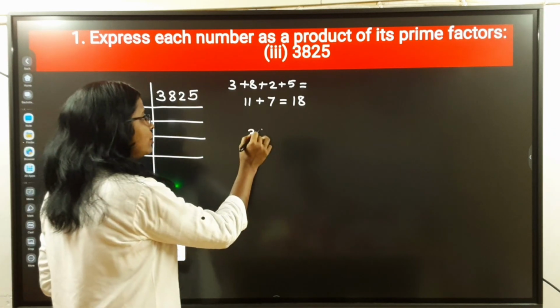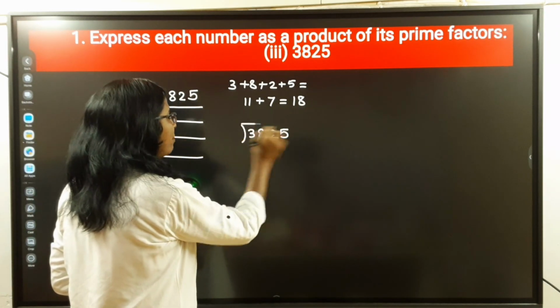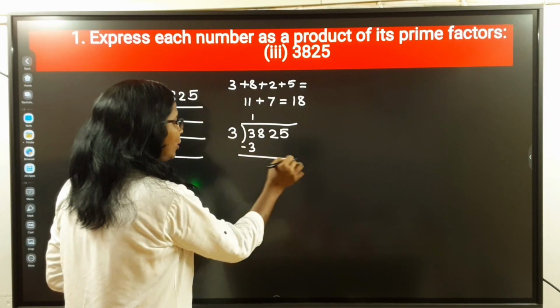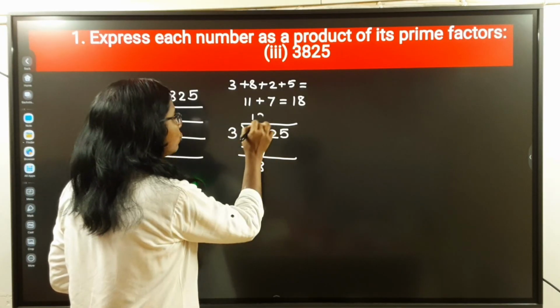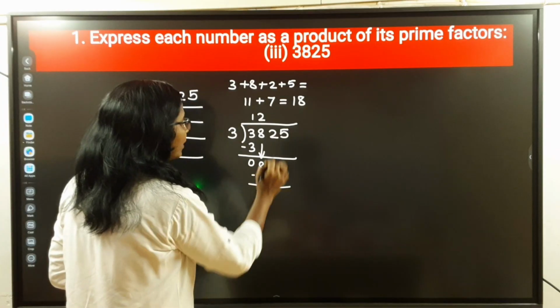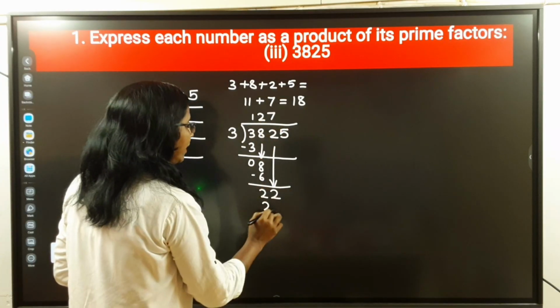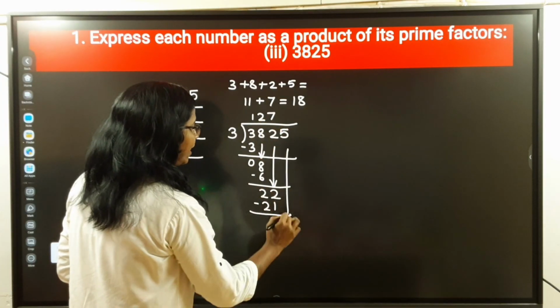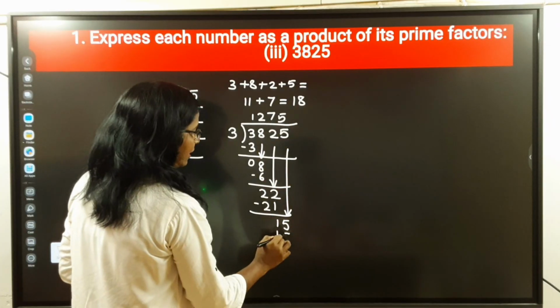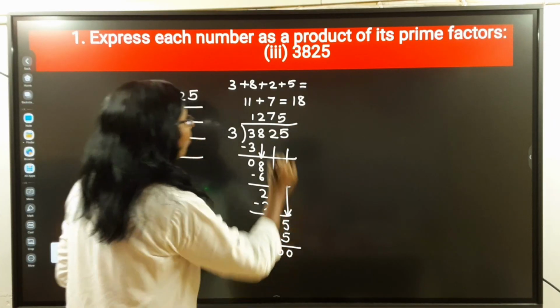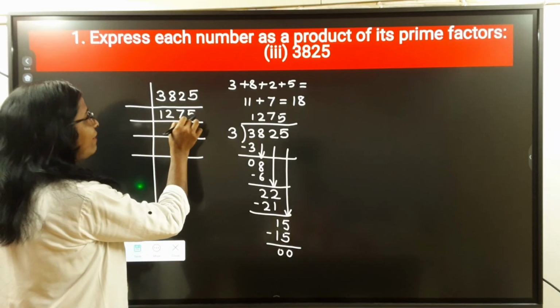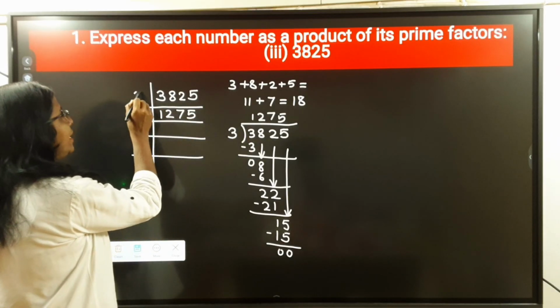So 3825 divided by 3. 3 ones are 3, 0, here 8, 3 twos are 6, then 2, then 3 sevens are 21, then 3 fives are 15. Yes students, it is divisible by 3. So we have 1275. I write that number here and here I write 3.